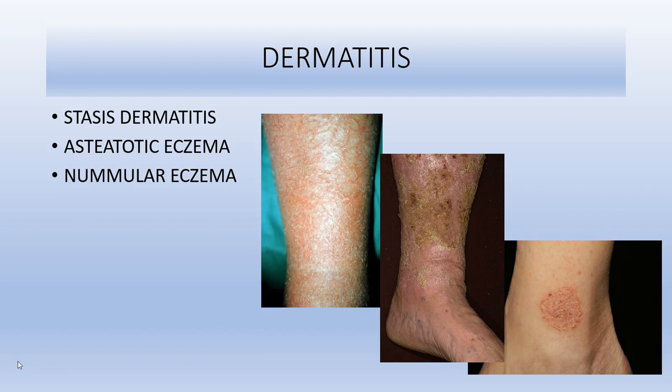Of course, in the elderly patient, any type of dermatitis is certainly possible, and here again it may be necessary to obtain an appropriate biopsy in an effort to identify the specific dermatitis present. Some of the more common forms of dermatitis that we see in our older patients include stasis dermatitis, asteatotic eczema, and nummular eczema, or lichen simplex chronicus.